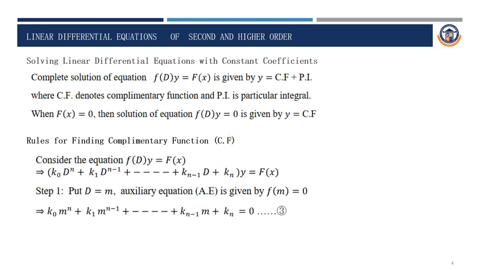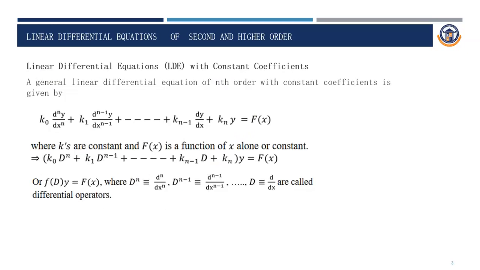So this equation can be written as k naught d^n plus k1 d to the power n minus 1 plus and so on plus k n minus 1 d plus k n, into y, equal to F of x. Here D^n is equal to d power n divided by dx to the power n, and so on, are called differential operators.